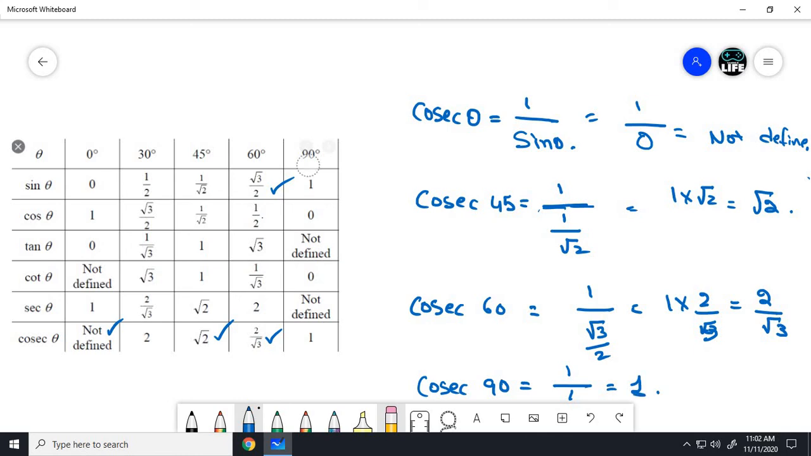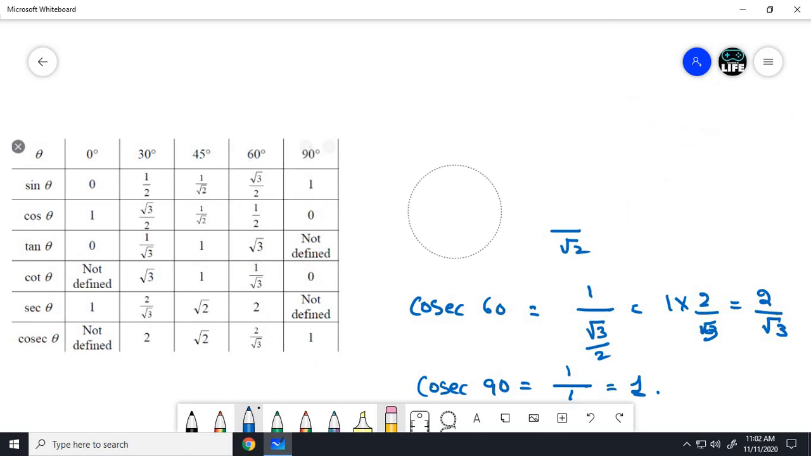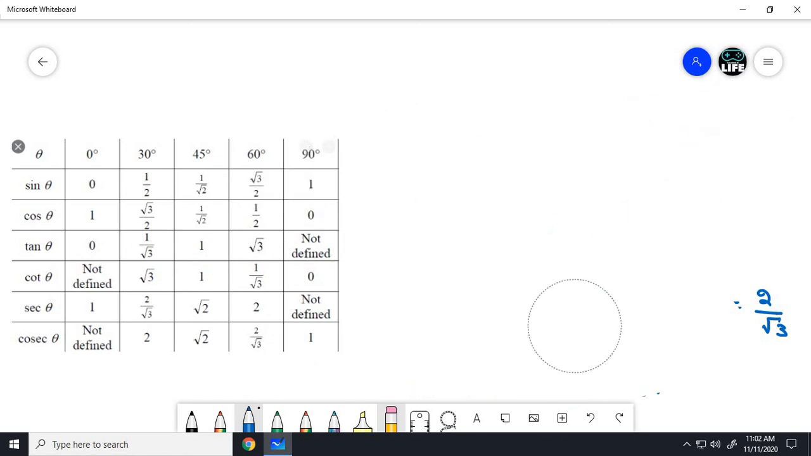In the same manner, do for cos and tan also. Do for cos and tan. It is a homework for you today. Do the same for cos and tan.